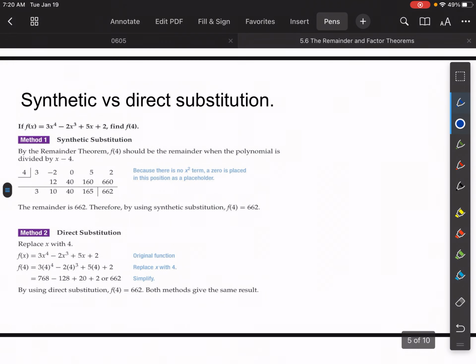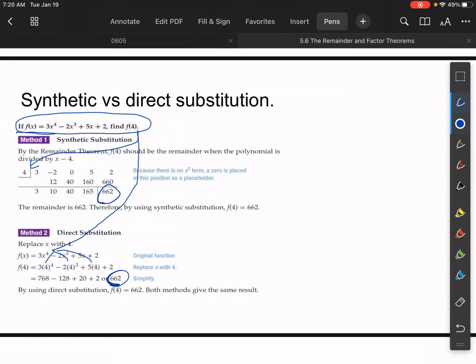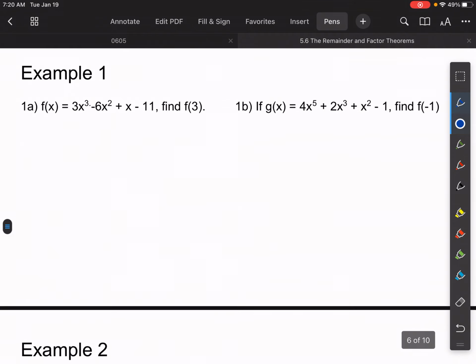So synthetic versus direct substitution, they're just showing you that you could find f of 4 of this function either by using synthetic division and making 4 what we're testing, and then dividing it all out, or you could just plug a 4 in for x, which is what they do here, and you'll get the same result, the same remainder. That's all this whole slide is saying. So let's do some examples.